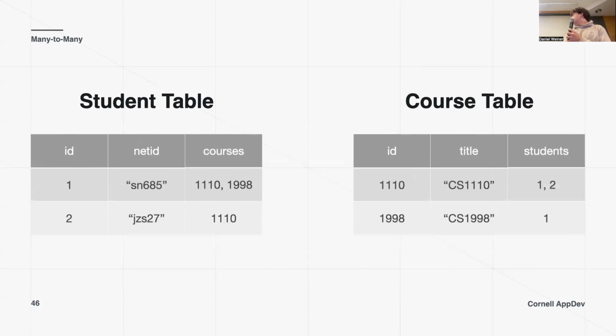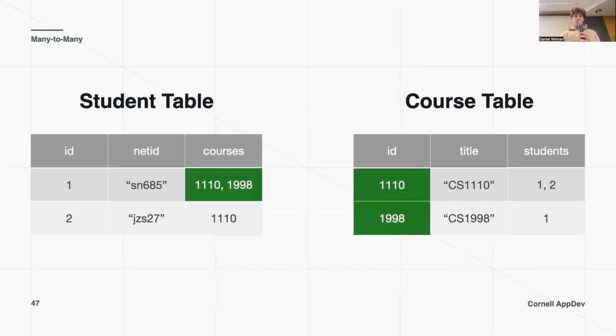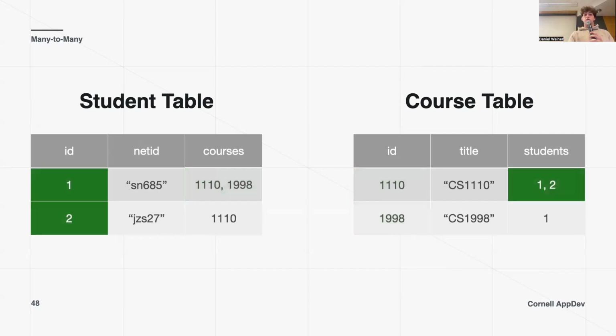So the best way to do this is to actually have a single column to list the IDs of students. So here you can see we have a student table and a course table. And we see the students have their courses and it lists which ones. So 1110, 1998, and student 2 has course 1110. And you can see in the course table, we have students 1 and 2, which means both students are enrolled in 1110, which makes sense as we look at the table. And only one student, student 1, is enrolled in 1998. So right there, you can see they correspond to each other.